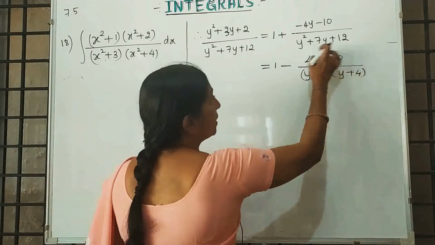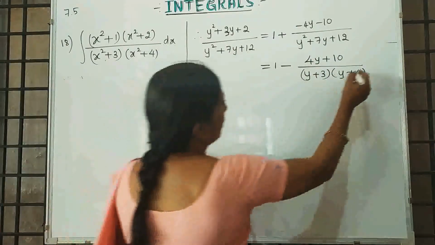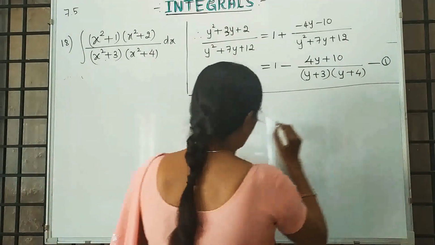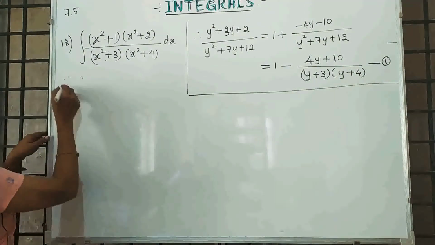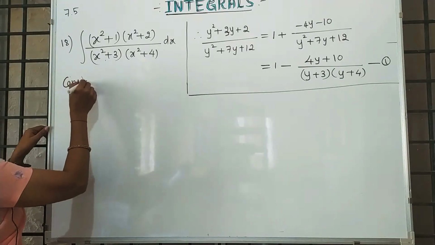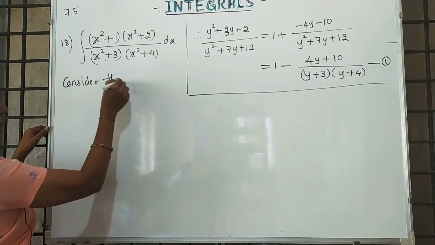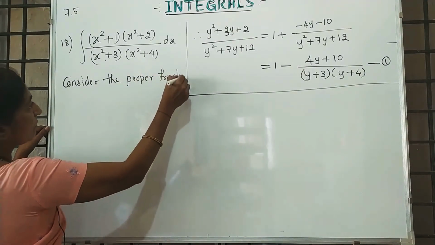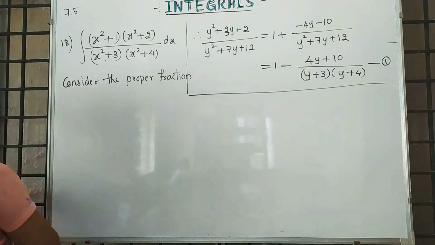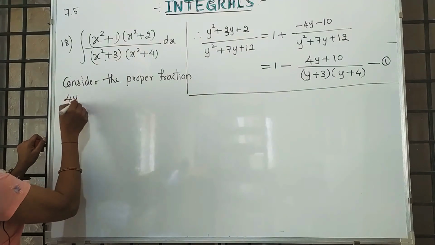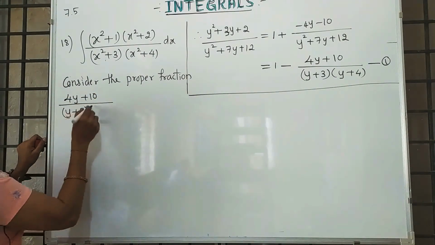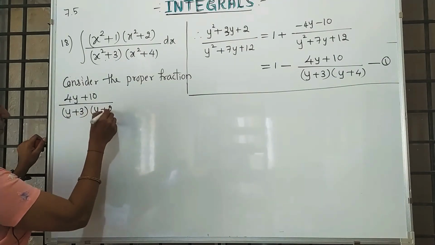Now consider only this proper fraction. Let us call this equation 1. Keep this as it is. Don't touch that. Consider the proper fraction (4y + 10)/((y + 3)(y + 4)).